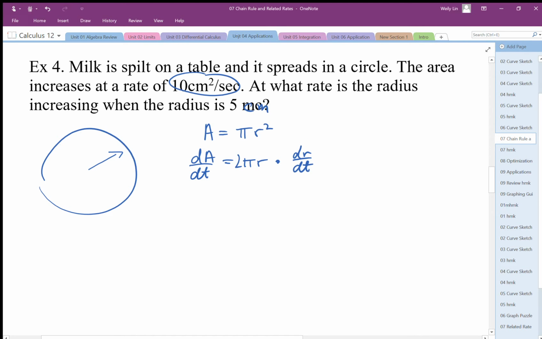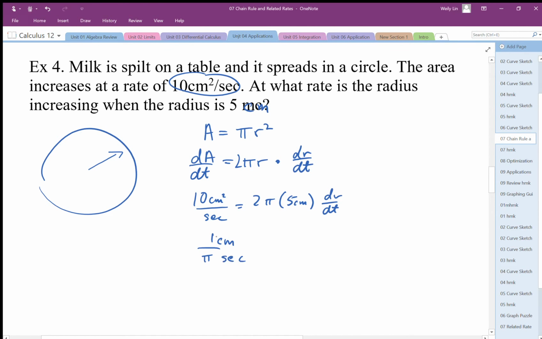So once we actually come up with the equation, differentiate with respect to time, we're just plugging in 10 centimeters squared per second. We know that this is 5 centimeters. Okay, and then we want to find out dr by dt. So this is going to be 10 pi centimeters. We're going to divide that by 10 pi. So we're going to get 1 over pi. Centimeters squared divided by centimeters is centimeters.